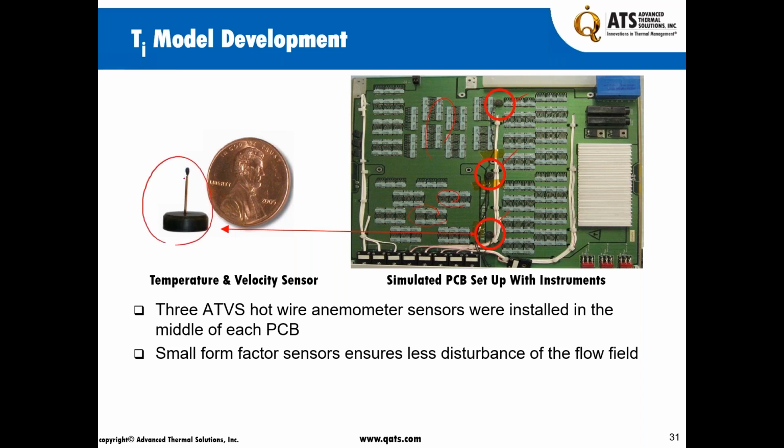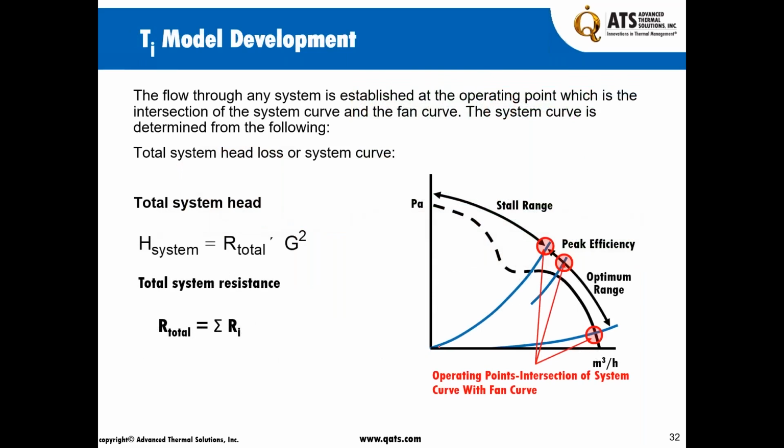I don't mean to put in a commercial, but there's a beauty of these sensors: number one, the sensor measures both velocity and temperature at the exact same location at the same time. And the form factor is so small that it doesn't disturb the flow and the results of your calculation.